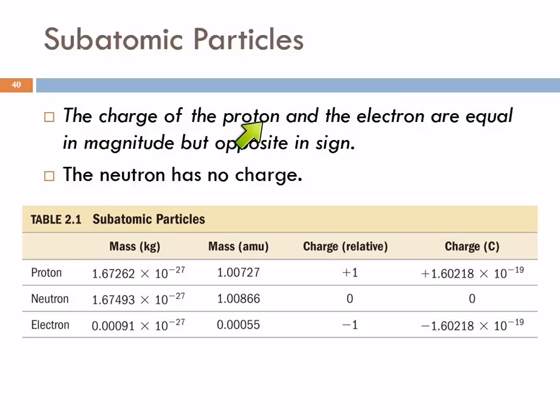The charge of the proton and the charge on the electron are equal in magnitude but opposite in sign. So the proton's plus 1.60218 times 10 to the minus 19th coulombs, and the electron is that same number but opposite in sign. We're not going to use the charge on an electron or proton in coulombs much at all. Chemists don't do a lot with coulombs. We give you the number there to show you that it's really, really small. For the most part, though, we deal in relative charges. The proton is +1, the electron is -1.